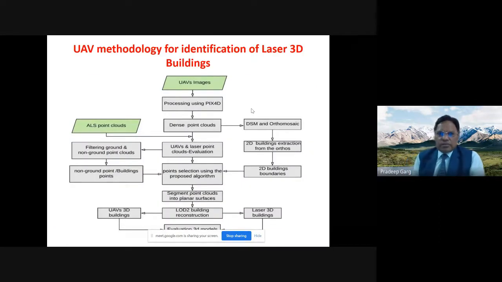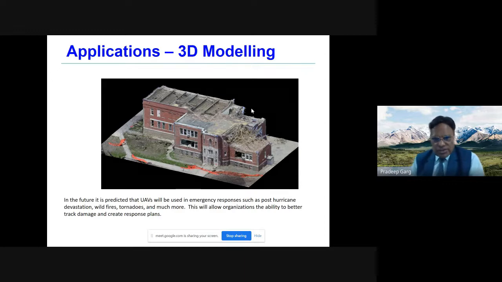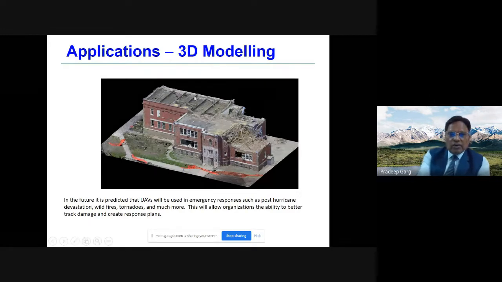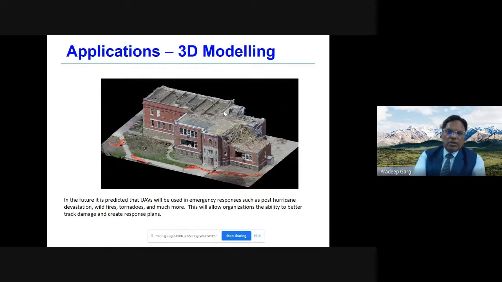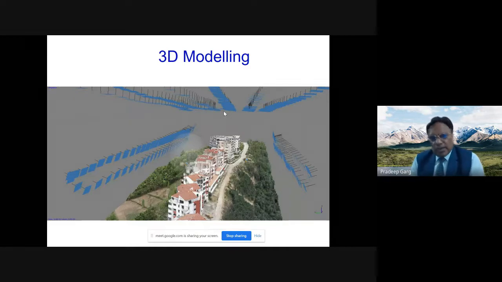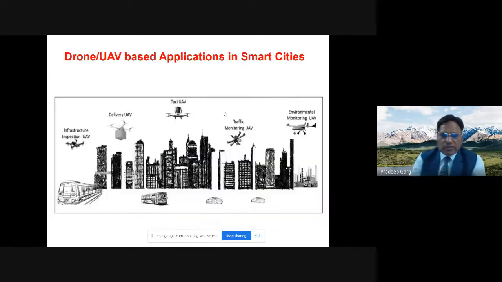Then, identification of buildings with the help of UAV images, people have done that. This is a 3D model which has been created with the help of UAV images, drone images, and you can see the damaged buildings. The front portion is damaged, and one can also estimate how much cost would be required to renovate that particular building. So this is another example of 3D modeling of an area by taking images from the drone.